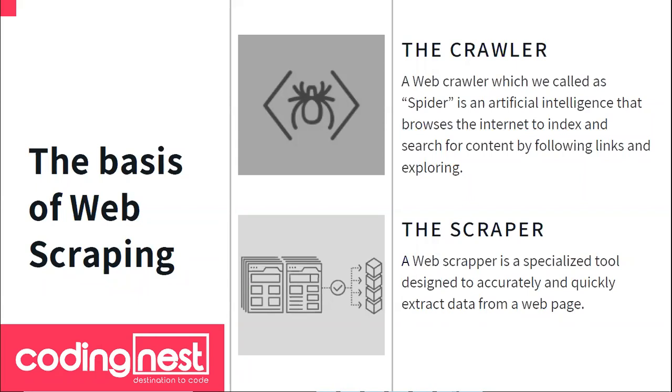So what are scrapers? A web scraper is a specialized tool designed to accurately and quickly extract data from web pages, and we can save it locally. Again, we require a storage system in order to save the data locally using the scrapers. So that's what constitutes web scraping. The crawlers are again a point of discussion, so we'll take one more session on the crawler part. Currently we are focusing on the scraper part of it.